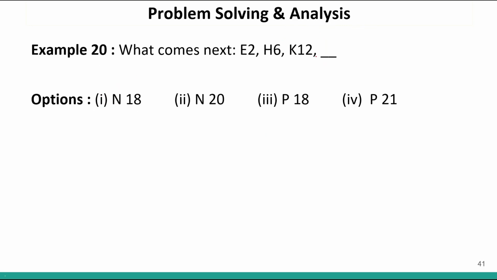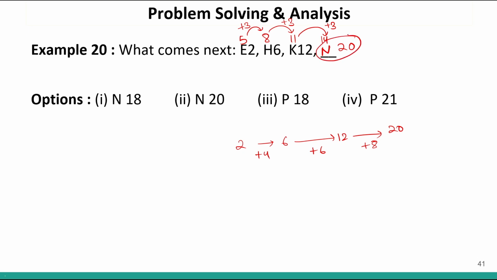Now, E, H, K and this. So 2, then 6, means plus 4. 6, then 12, means plus 6. Now we'll move 8 positions forward, which will give me 20. So here we'll have 20. And letters: this is 5, this is 8, this is 11. So 5 to 8 means 3 positions forward. Here also 3 positions forward. If I go 3 positions forward here, I'll get the 14th position, and at 14th position we have N. So my code will be N20, which is given in option number 2. So option number 2 will be your correct answer.